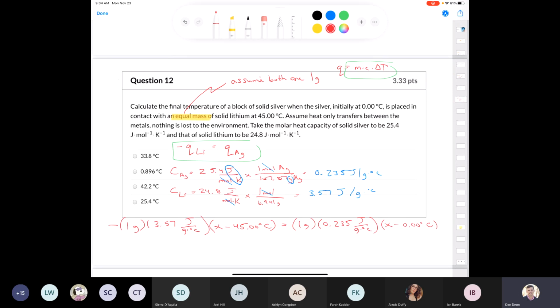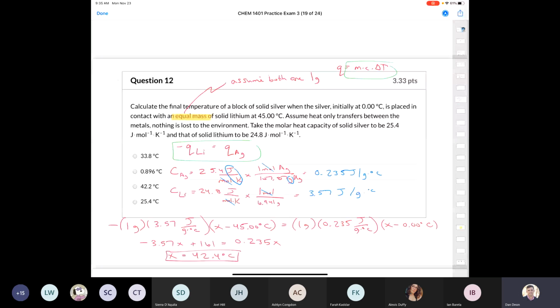Anyhow, I've gone ahead and done all the math here already, and I ended up simplifying it to negative 3.57 x plus 161 is equal to 0.235 x. There we go. And then when you solve for x, you get that x is equal to 42.4 degrees Celsius. Now, I simplified that really quickly. I left the units out here a little bit, in the interest of space, but the main idea is just solving for the variable x, which is the final temperature of both of them, which is going to be identical.